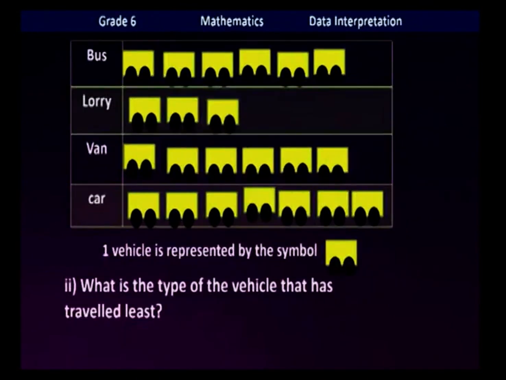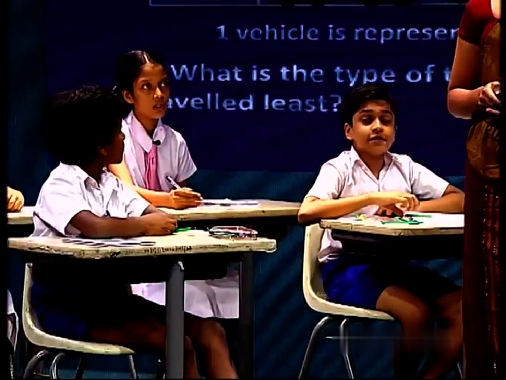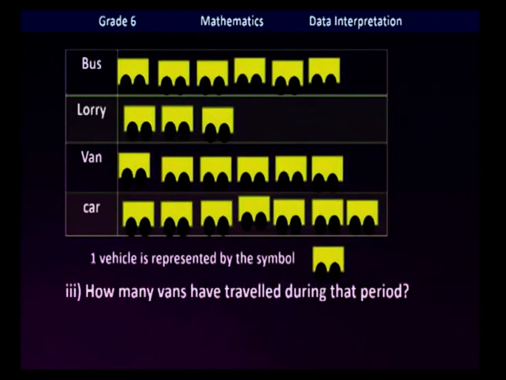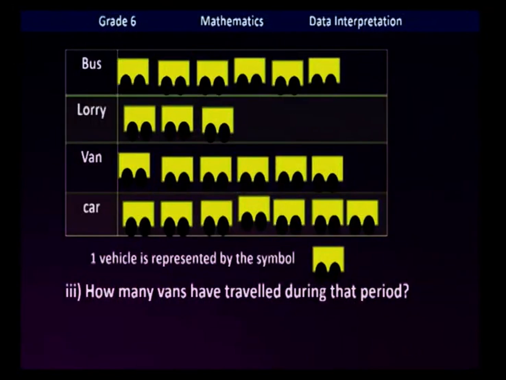What is the type of the vehicle that has travelled least? Least means smallest number. Vidya, what is the answer for this question? Teacher, lorry. Yes, you can see 3 lorries there. So it is the answer. How many vans have travelled during this period? Here we have to consider vans. Umali, what is the answer? Answer is 6. You can see 6 vans because one symbol represents one vehicle. Here 6 symbols are there. Then the answer is 6.